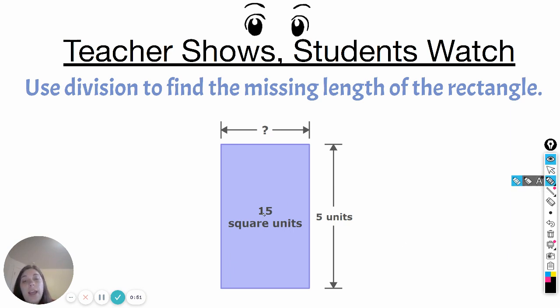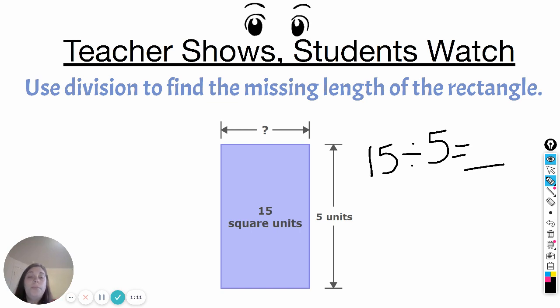So we're going to start with the area because we know in division our biggest number comes first, and the area is always going to be the biggest number. So we're going to take 15, divide it by the side length we know, which is 5, and figure out what that equals.